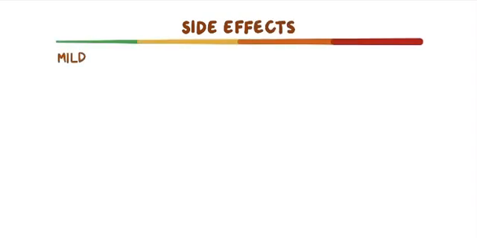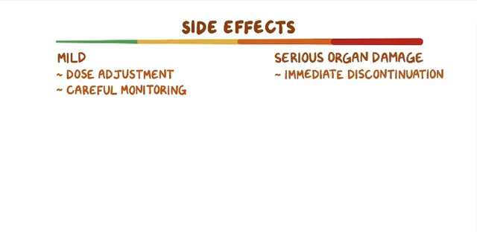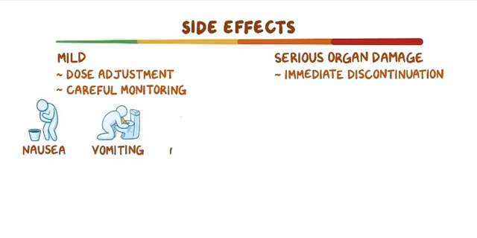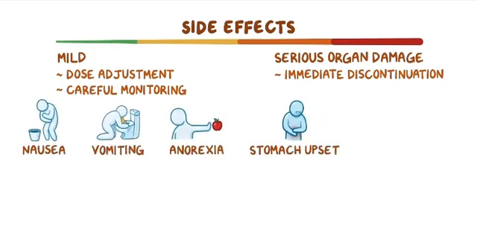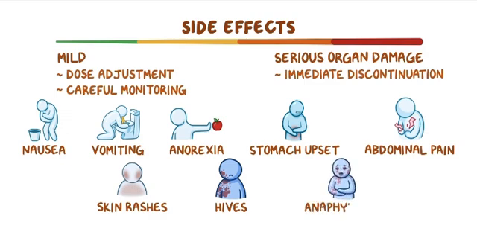Unfortunately, antimycobacterial medications can cause undesired side effects, ranging from mild side effects requiring dose adjustment and careful monitoring to serious organ damage, which can require immediate discontinuation. Clients taking antimycobacterials may present with gastrointestinal side effects, which include nausea, vomiting, anorexia, stomach upset, and abdominal pain. Other side effects include hypersensitivity reactions, ranging from skin rashes or hives to life-threatening anaphylaxis.